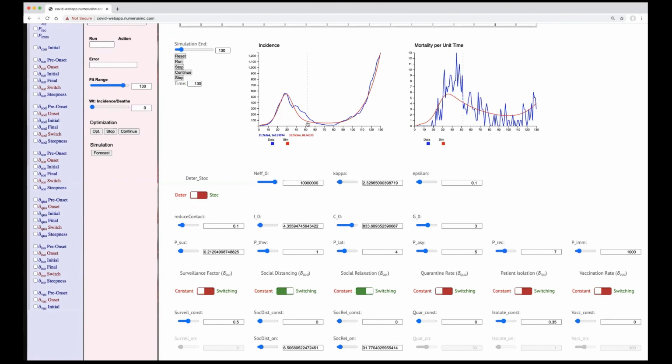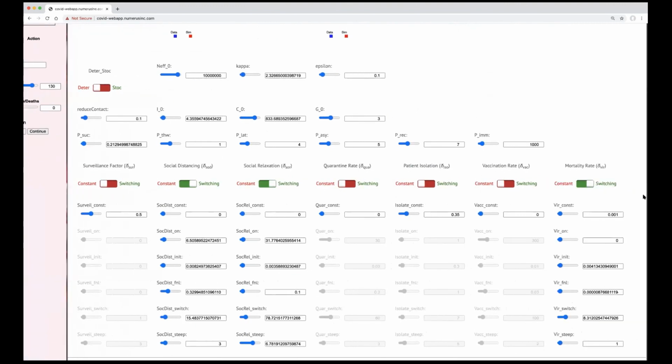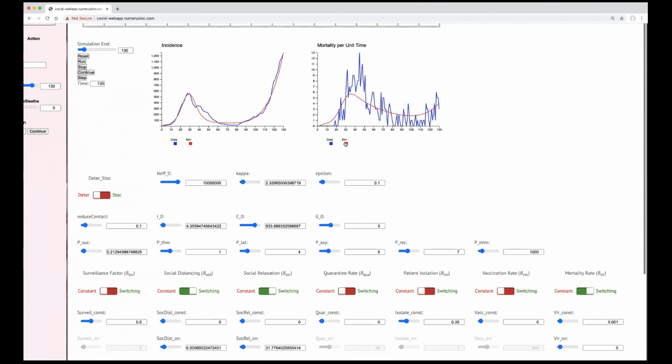Then what we did is we kept those values constant and we allowed the social relaxation values to vary in an optimization procedure where we fitted up to day 137. You can see we've only gone to 130 here, but we did fit to 137. And then after we had that fit, we then used a switching curve over here to fit the mortality so that the mortality also changes over time. So to have a look in more detail at these switching curves, consider the following graph.